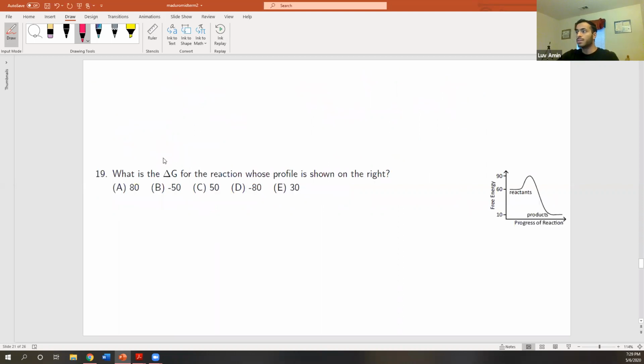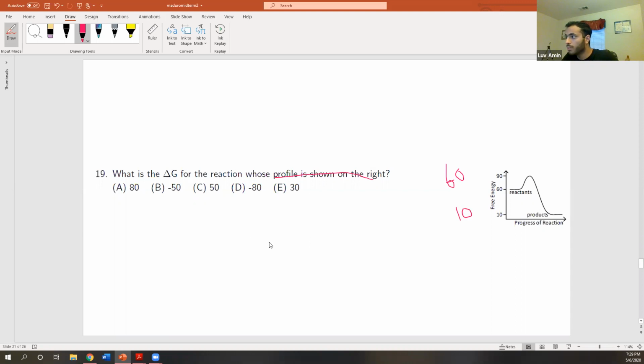Number 19. What is delta G for the reaction whose profile is shown to the right? Well, key thing to remember, when we talk about delta G, we're just looking for the difference between the reactants and the products, right? In our case, we started at 60, not negative, and we're dropping down to 10, right?